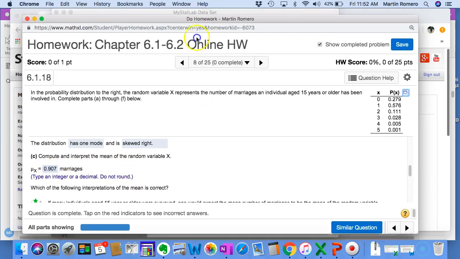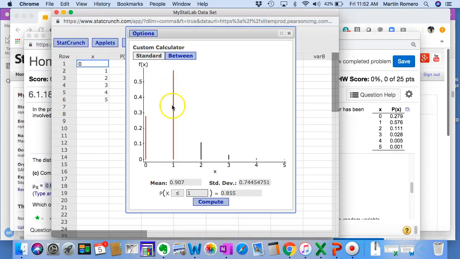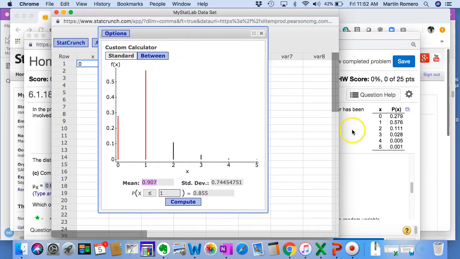And so back to what we were looking at there, you could see the mean is 0.907. Where it gets a little bit abstract is this idea of what we would expect. What is the interpretation of this value? 0.907 means that the average number of marriages we expect a randomly selected person to have is 0.907. And it's close to 1, so we would say you'd expect a value of 1. But again, in this case, it's 0.907.